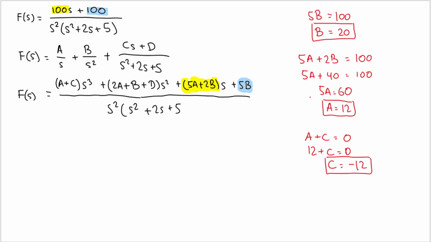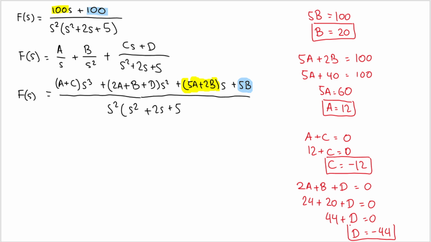And then what is D? D, we can get it from here, right? So we'll have 2A plus B plus D. That will equal to 0 because we don't have quadratic term here. So we'll have D. What is 2A? 2A is 24. And then plus B. B is 20. And then plus D. And that will equal to 0. So 44 plus D is equal to 0. Therefore, our D will be minus 44.